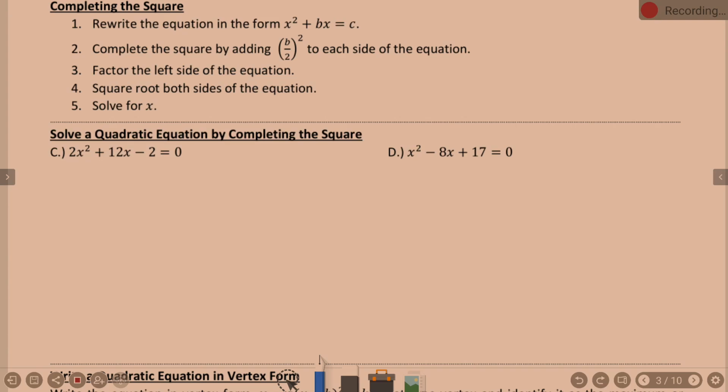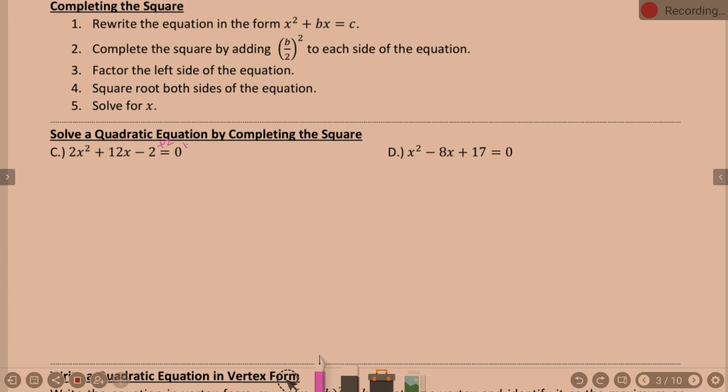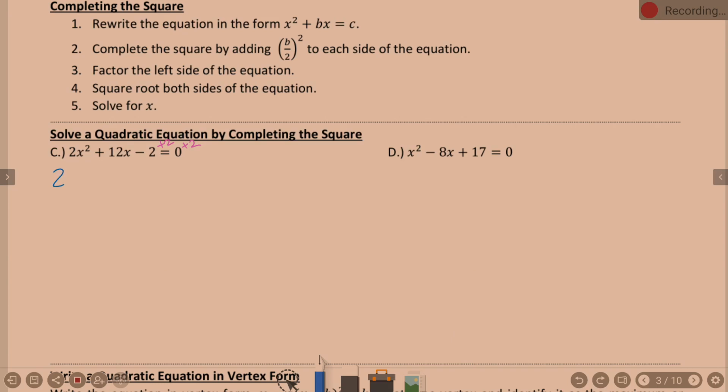So, step 1, rewrite the equation in the form x squared plus bx equals c. What do I need to do here? Add 2. Okay, one thing we need to do is add 2 to the other side because we need x squared and x on the left, and we need the constant on the right. So we're going to add 2. If I add 2, I now have the equation 2x squared plus 12x. Those 2's cancel, and we have a 2 on the right.